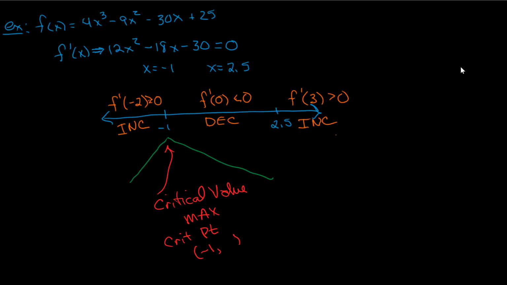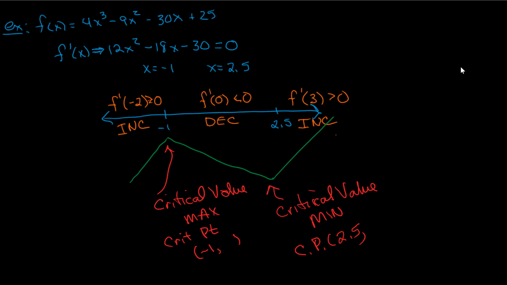Let's move into the second and third intervals. The middle interval is decreasing. The rightmost interval is increasing. This indicates that we have a change here. This is going to be a critical value again. And this time, we can tell that the critical value is going to be a minimum. It's not always going to alternate max min, max min. The critical point occurs at an x value of 2.5, and I need to get the y value.